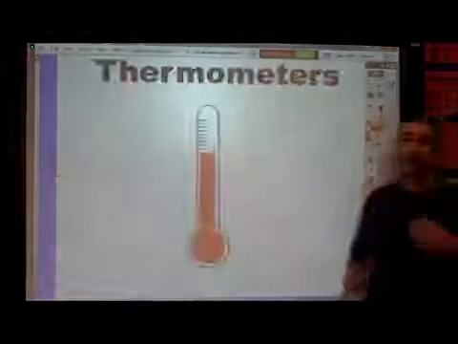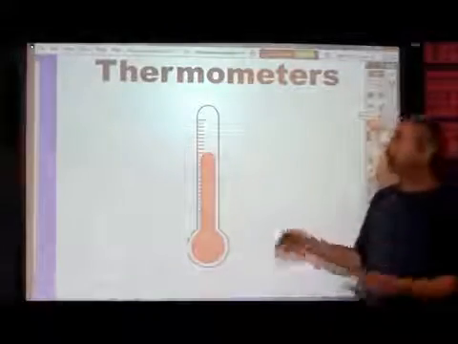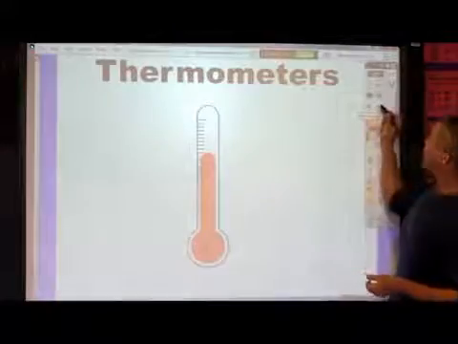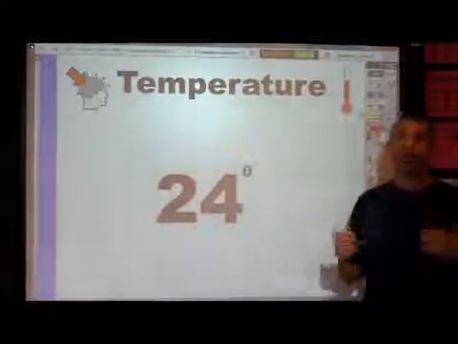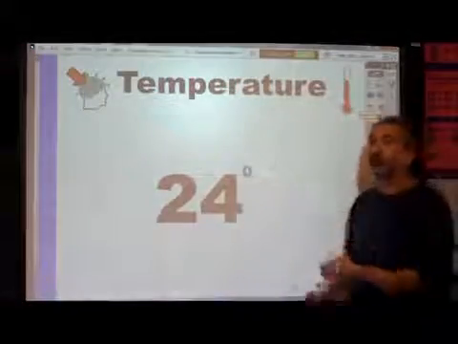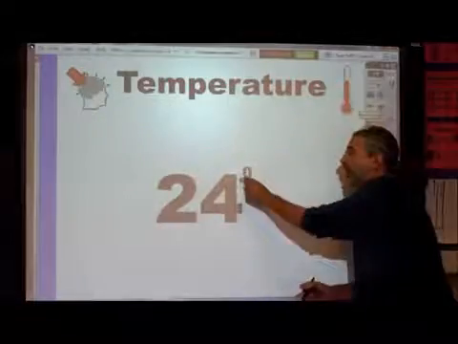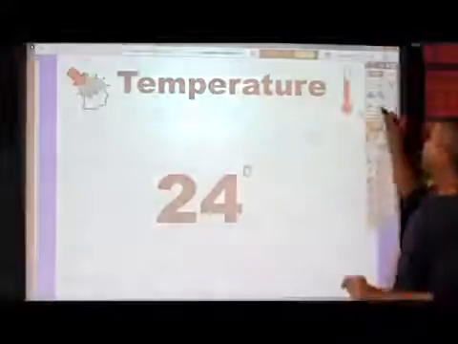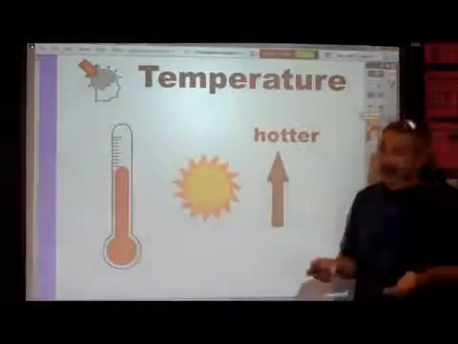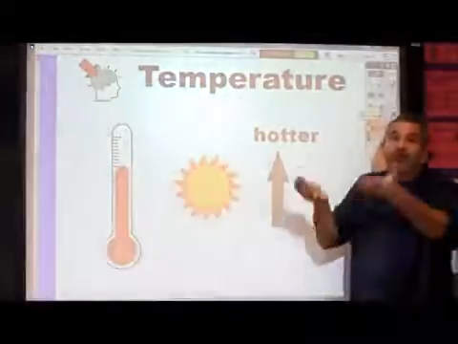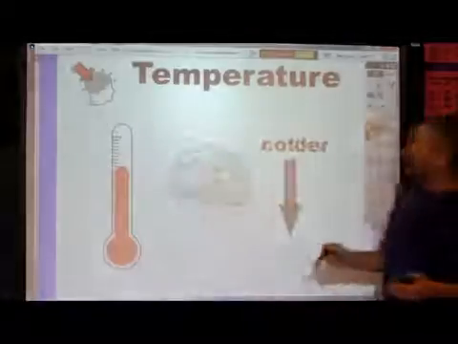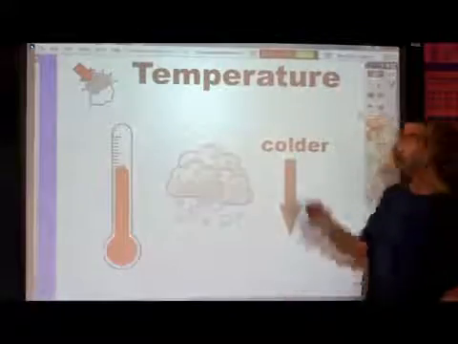Now the main place you see negative numbers in the real world are through thermometers, and they measure temperature. When you write a temperature, it's not just 24, it's 24 degrees. That little 0 is the degrees sign. Now, when temperature gets hotter, it moves up the scale. When temperature gets colder, it moves down the scale.